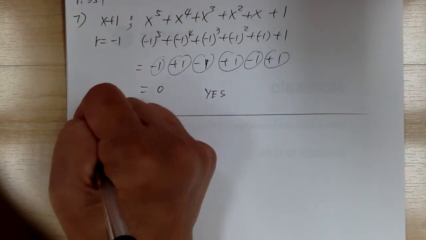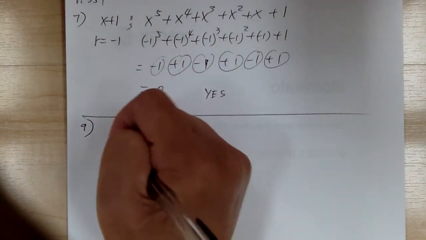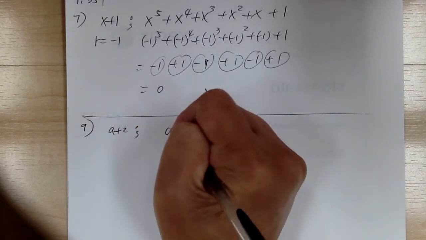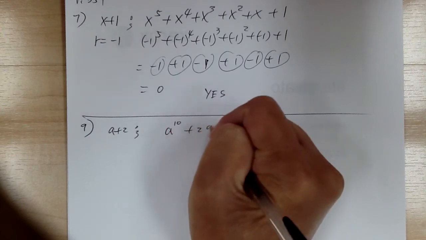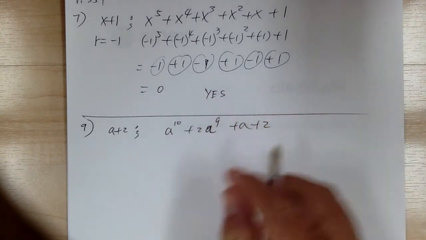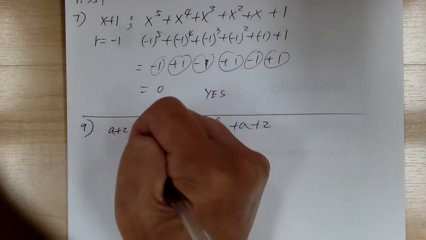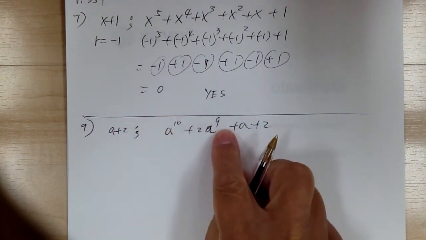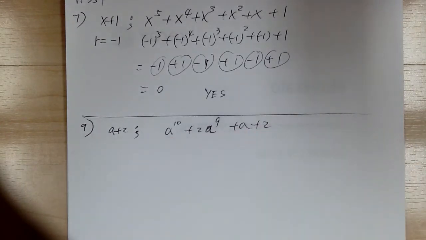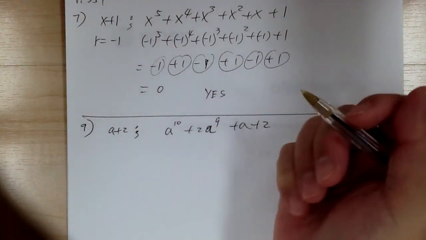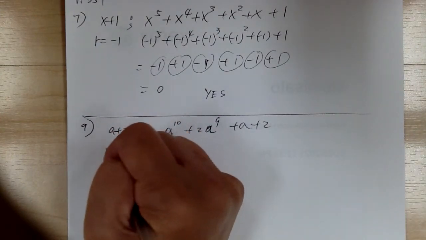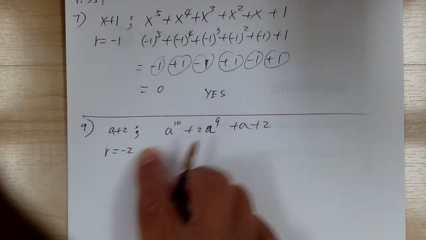Okay, let's go to number 9. You have a plus 2, and you have a to the 10 plus 2a to the 9 plus a plus 2. Again, you want to use the remainder theorem to see if this is a factor of this. You can do long division, synthetic division, or substitution. Again, they are interchangeable. First you look for the root. The root would be -2. So you substitute into here.